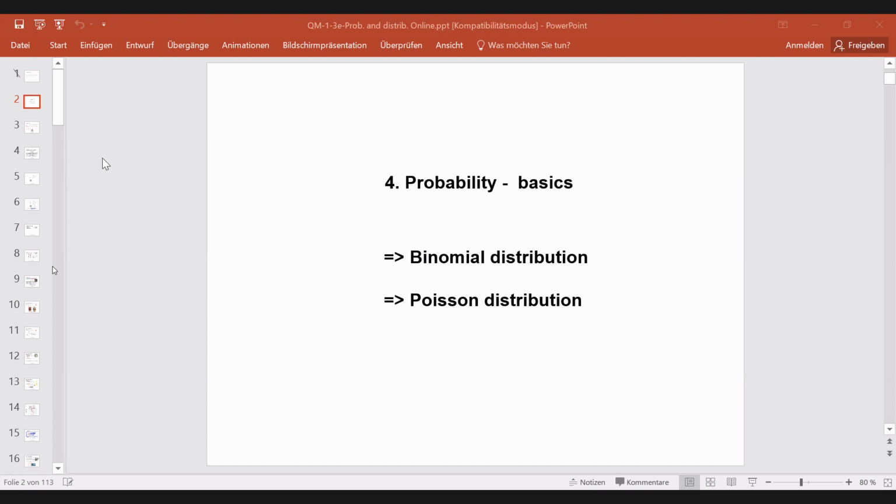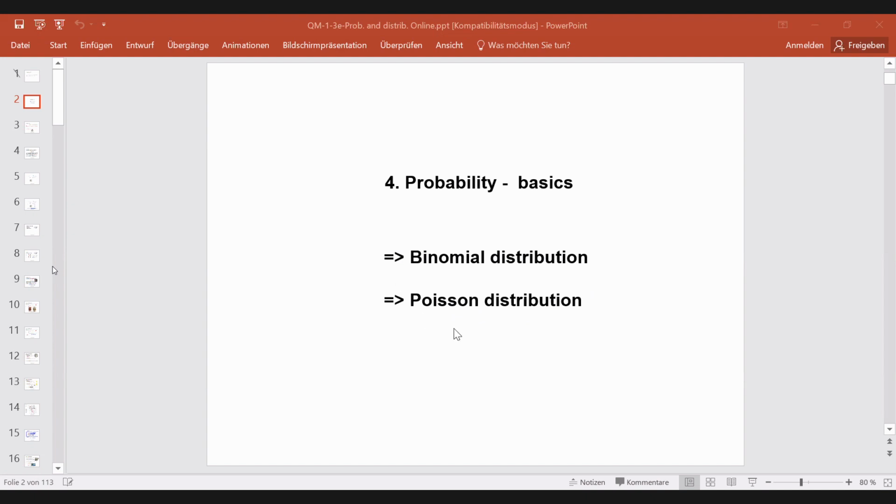We saw the normal distribution. I showed you all the things, and here the main issue is the binomial distribution and the Poisson distribution. Later in this chapter, we have an example for the Weibull distribution, but this is not the main thing here. The main thing is the binomial and the Poisson distribution.